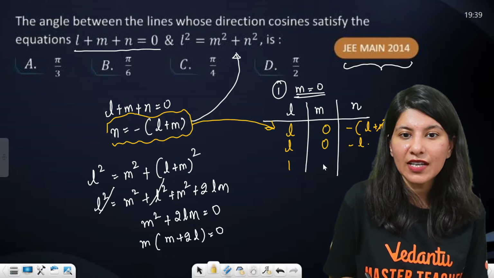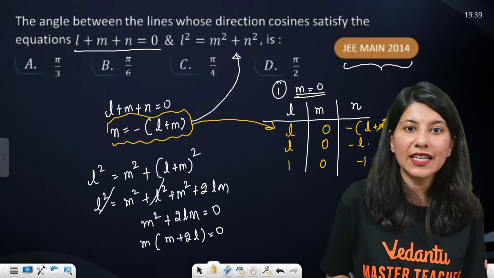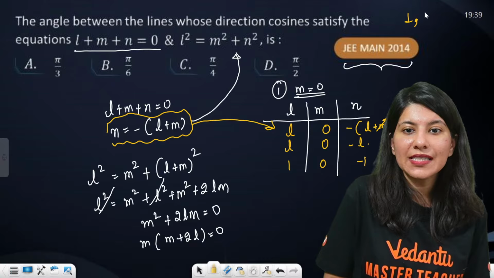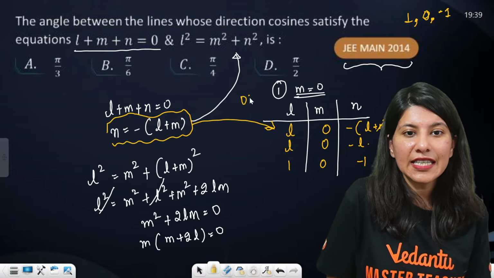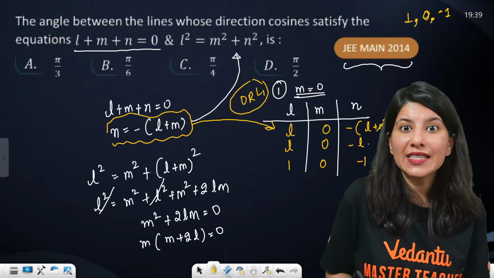So can you see 1, 0 and minus 1, these are the direction cosines. So 1, comma 0, comma minus 1 are the direction ratios of the first line. So the DR of line 1 is 1, 0 and minus 1.